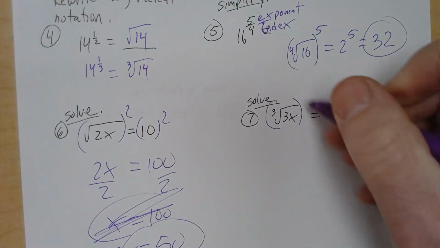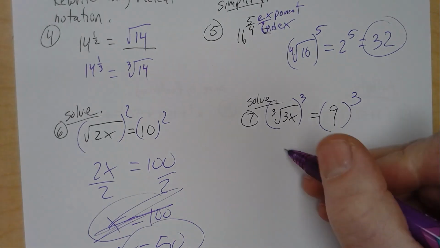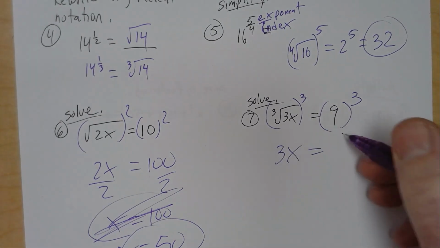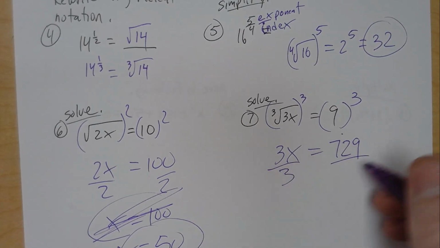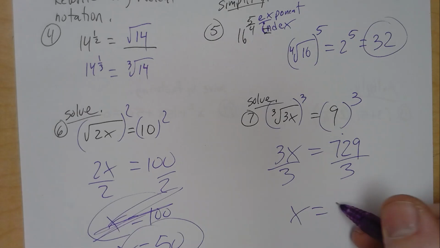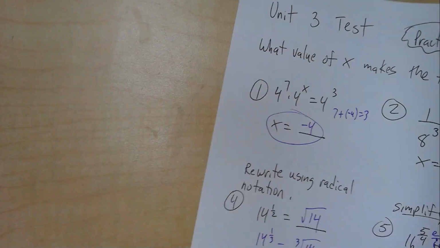The opposite of cube rooting is to cube. So I cube each side. I get 3x is equal to 9 times 9 times 9, which is 729. Divide by 3, and you get 243. Okay, next page.